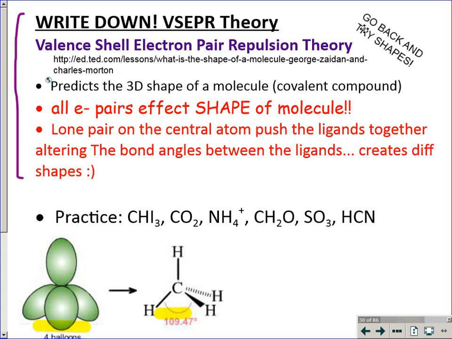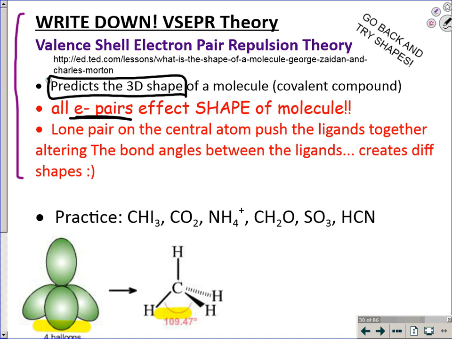So that's just a big theory that essentially says these two things, and this is the only other thing I'd really write down right now. It helps, one, predict the 3D shape. Those are all the geometries, tetrahedral, trigonal planar, trigonal pyramidal, and some others that you're not going to know yet because you have to build them first to see them. The way that we predict the 3D shape is we look to see how electron pairs are repelling.